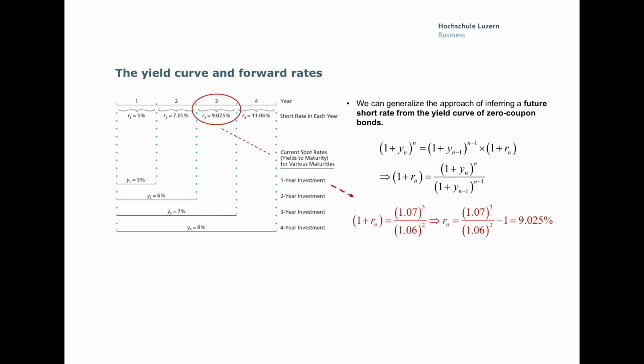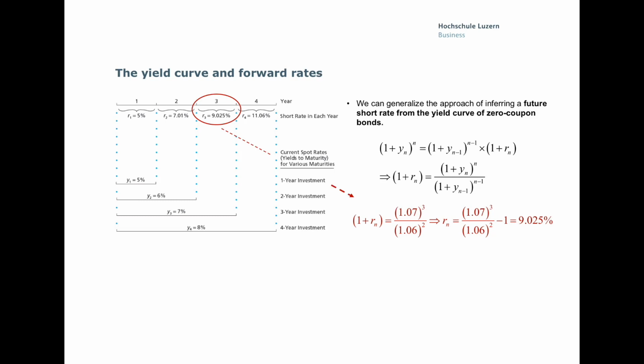We have now a basic understanding of how to infer future short rates from the yield curve of zero coupon bonds for a 2-year period. However, it is straightforward to generalize this approach by equating the total return on two n-year investment strategies. For that purpose, we buy and hold an n-year zero coupon bond versus buying an n-1 year zero and rolling over the proceeds in a 1-year bond.